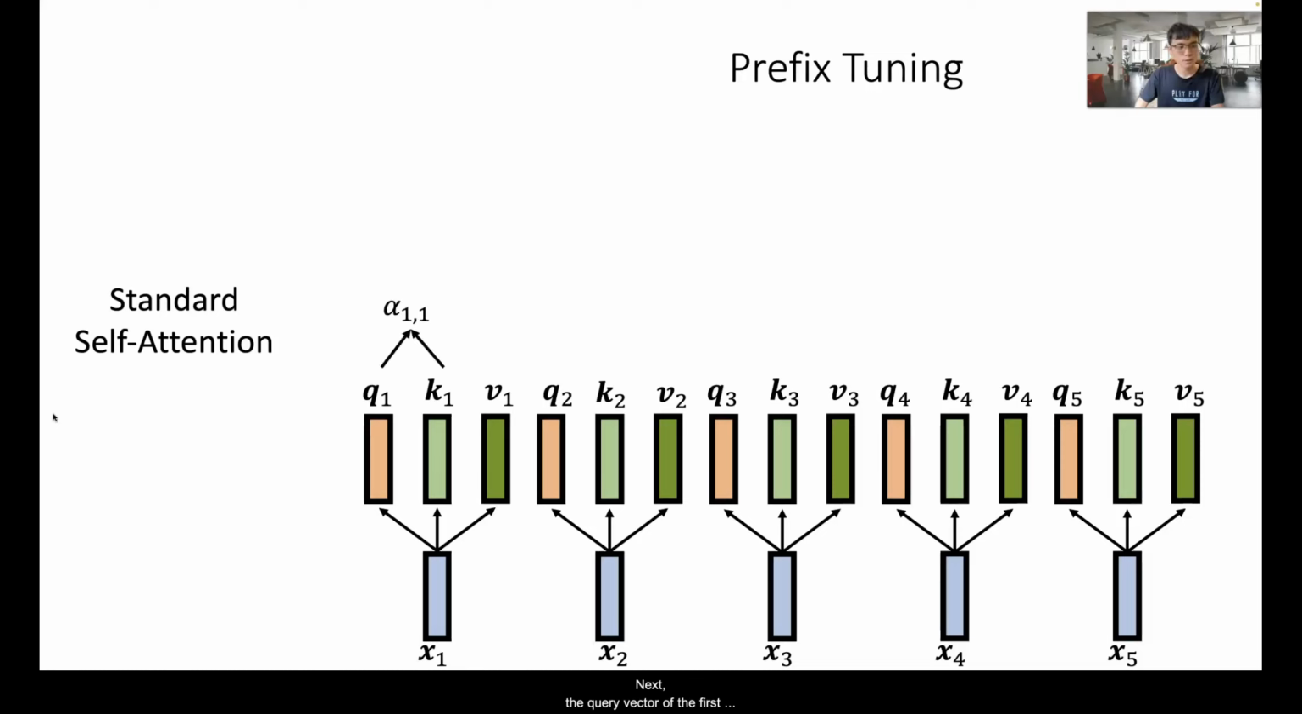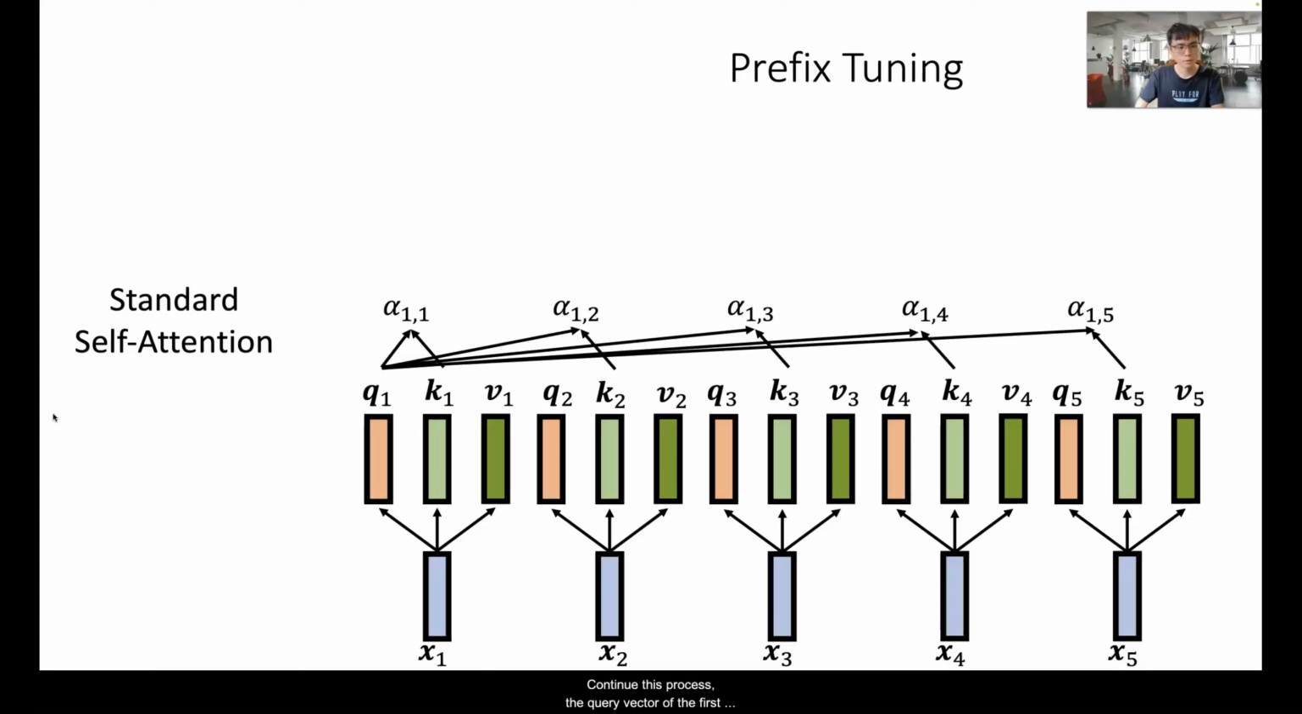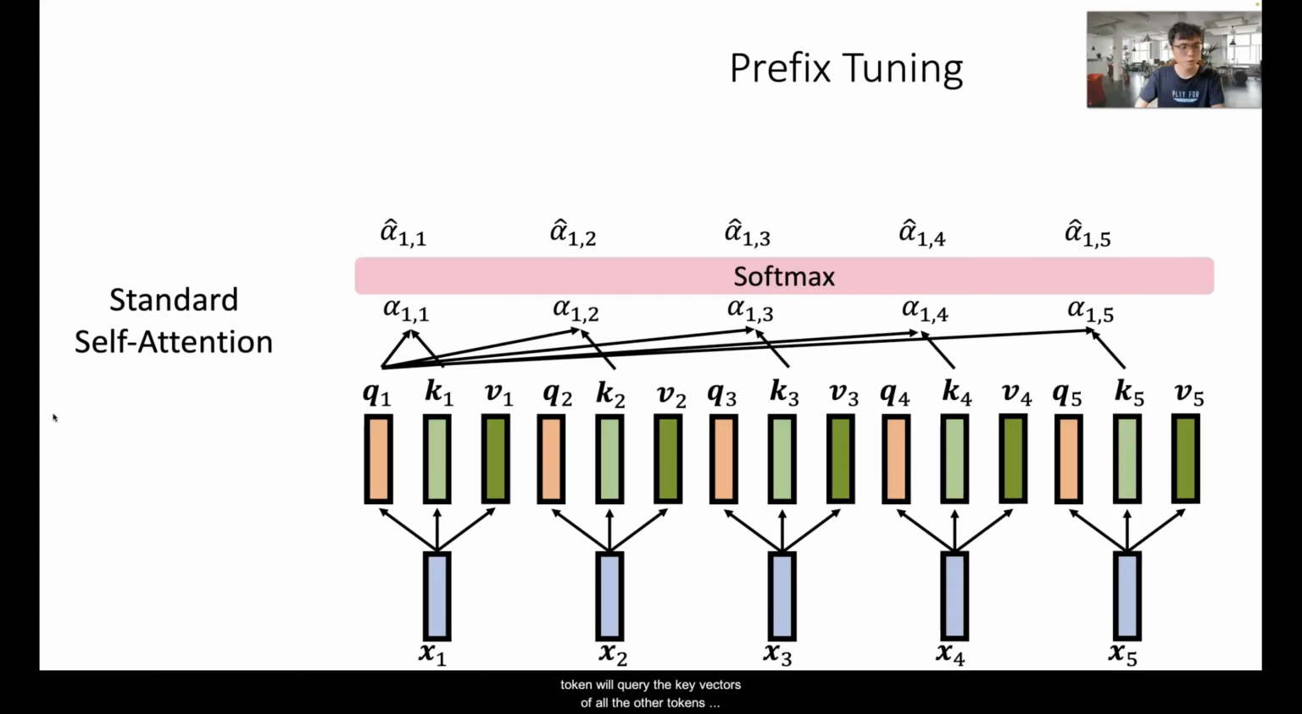Next, the query vector of the first token will query the key vector of position 1 by inner product and obtain the score alpha 1,1. And then it queries the key vector of the second position to obtain the score alpha 1,2. Continue this process. The query vector of the first token will query the key vector of all the other tokens to obtain alpha 1,3, alpha 1,4, and alpha 1,5. These alphas will be passed through a softmax layer to obtain the normalized version, alpha hat. Alpha hat sums to 1, and they are usually called the attention weights.